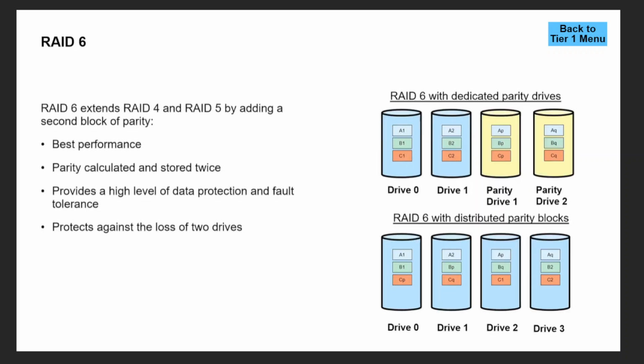RAID 6 is implemented by extending RAID 4 to add a second parity block on a second parity drive, or by extending RAID 5 and adding a second parity block in the data stripe. An additional parity block allows for larger RAID groups, which increases performance by spreading I/O across more drives. RAID 6 protects RAID groups against the loss of two drives in the same time window.